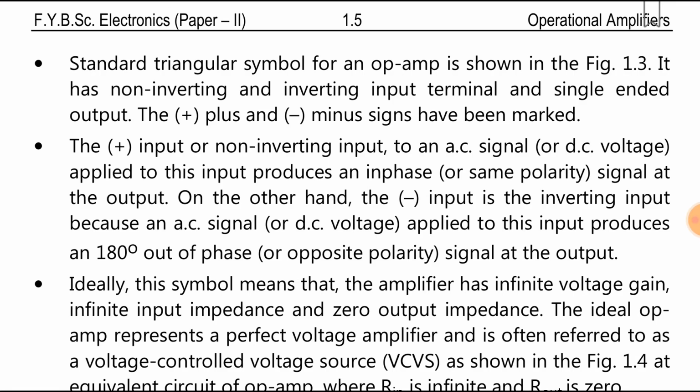The op-amp has non-inverting and inverting input terminals, marked with plus and minus signs. An AC signal applied to the plus, non-inverting input produces an in-phase signal at the output. On the other hand, if I apply the input at the inverting input, the AC signal produces a 180-degree out of phase signal, that is, opposite polarity, at the output. Ideally, this symbol means that the amplifier has infinite voltage gain, infinite input impedance, and zero output impedance.